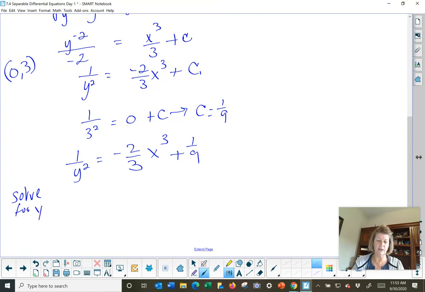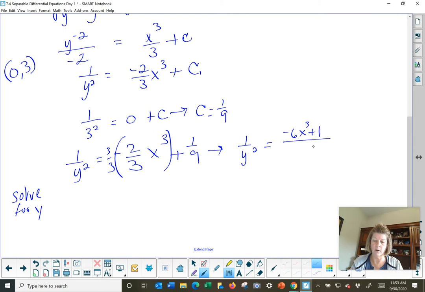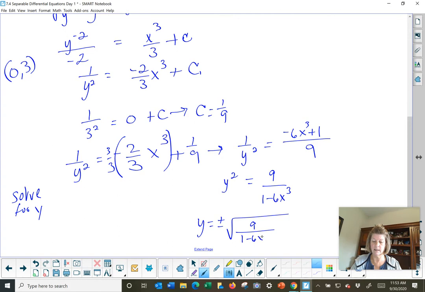That does not look like much fun, does it? You know what I might do here is make a like denominator. So I would want my denominator to be 9 here. I'm going to multiply by 3 over 3 to get me negative 6x cubed plus 1 over common denominator 9. That allows me to rotate this fraction so that I can bring y squared to the top, 9 over 1 minus 6x cubed. Then I want to go y equals plus or minus square root of 9 over 1 minus 6x cubed.